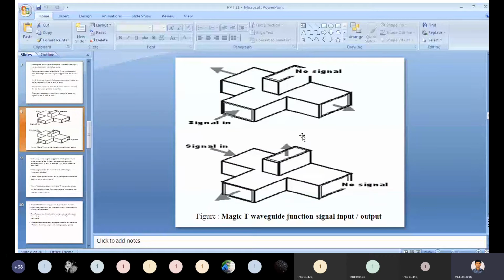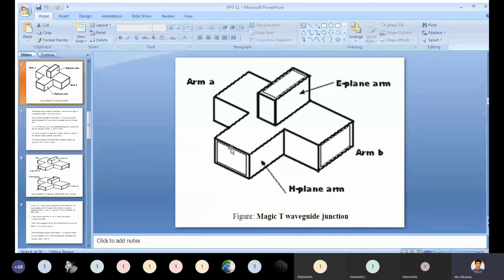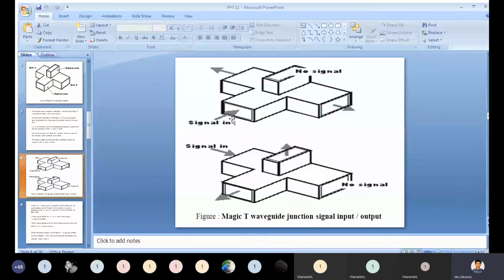This is the diagram. See, if the signal enters the H plane arm, this is the H plane only. This is the E plane. You need to remember that. Now, when a signal is applied to the H plane arm, no signal appears at the E plane arm. Note this down, this is a very important point from the magic T waveguide junction.